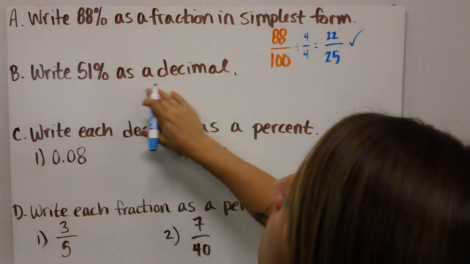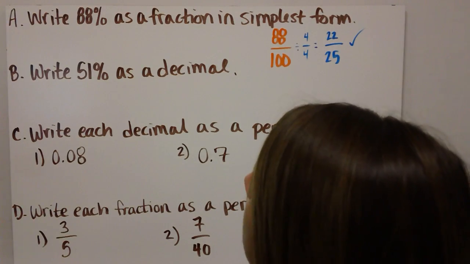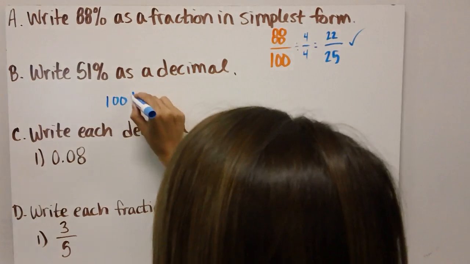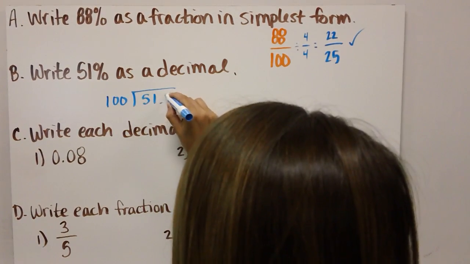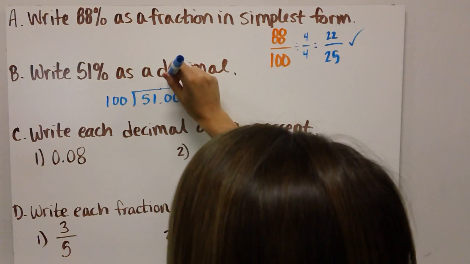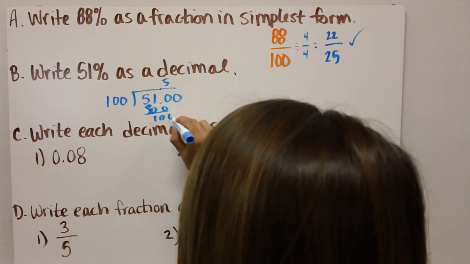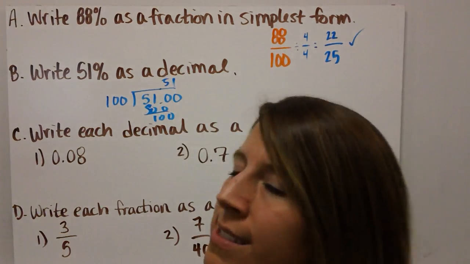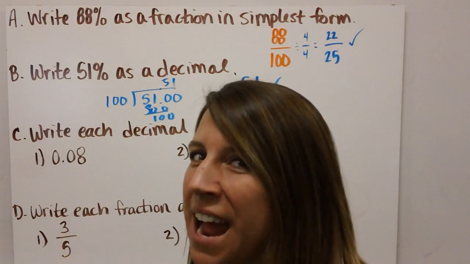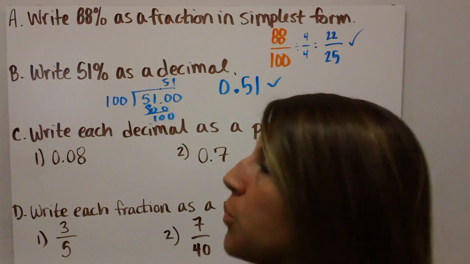How about write 51% as a decimal? How do I turn a percent to a decimal? I divide by 100. So 51 divided by 100. I'm going to have to put my little decimals there. 100 goes into 500 5 times. That's 500. 100 remains. That's going to go in once. So 51 hundredths. You may be seeing that pattern now if you haven't seen it yet. So 51 hundredths is my answer. If you want to put that 0 there, you can.